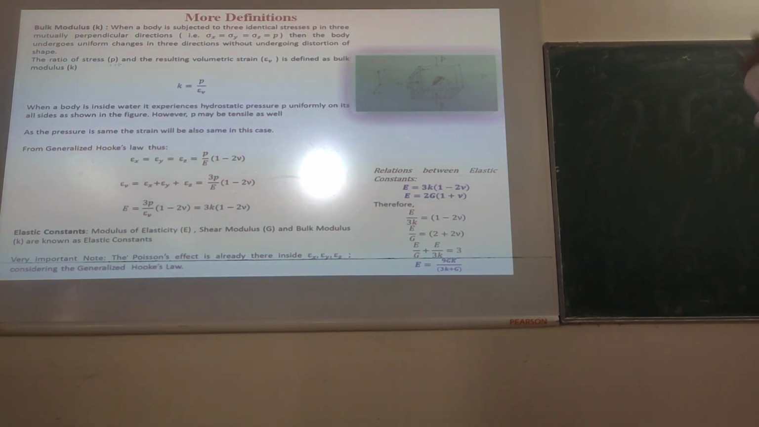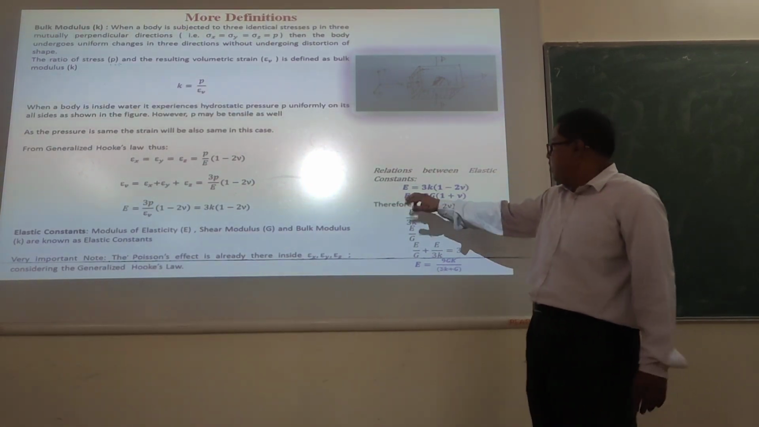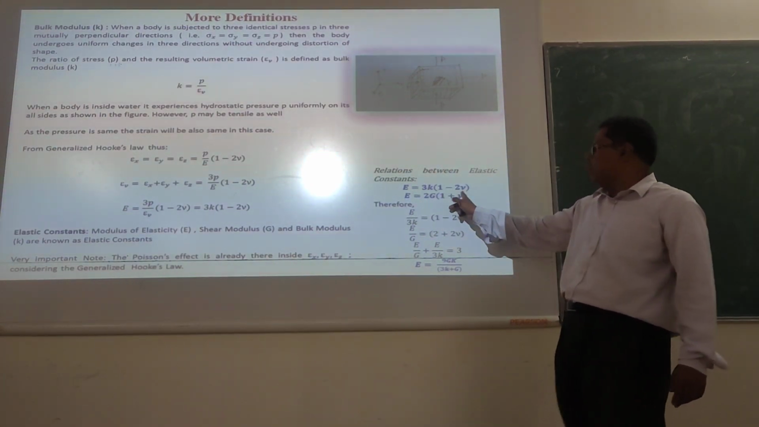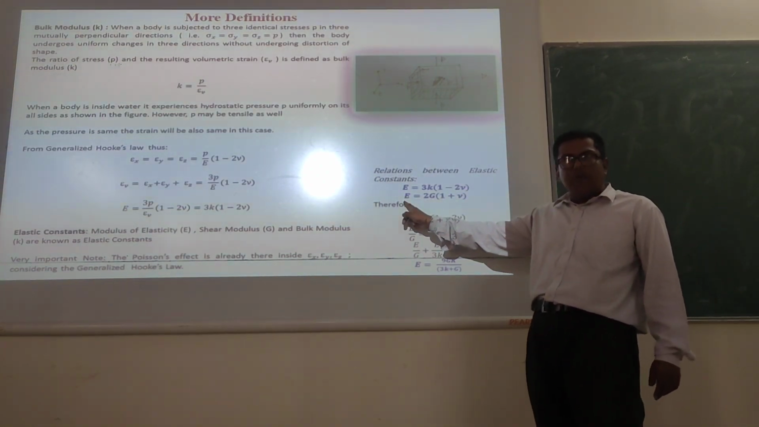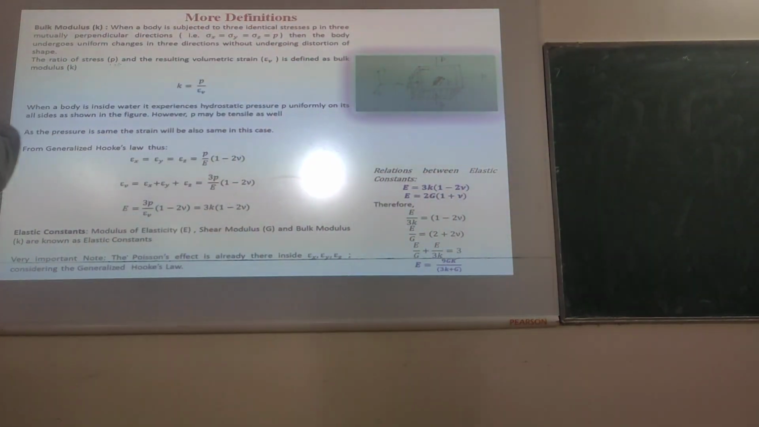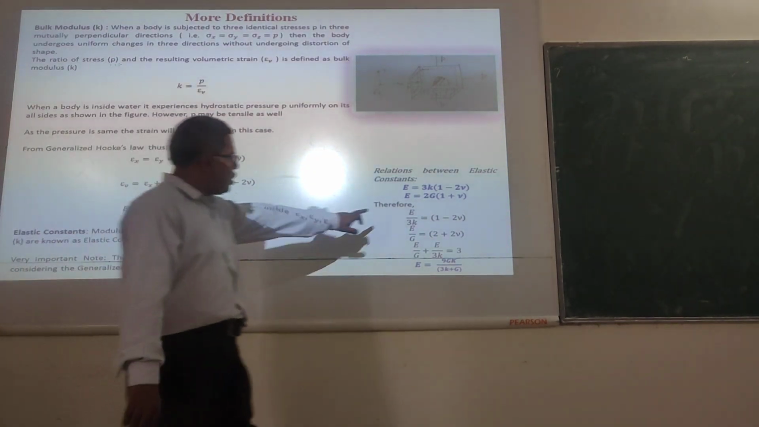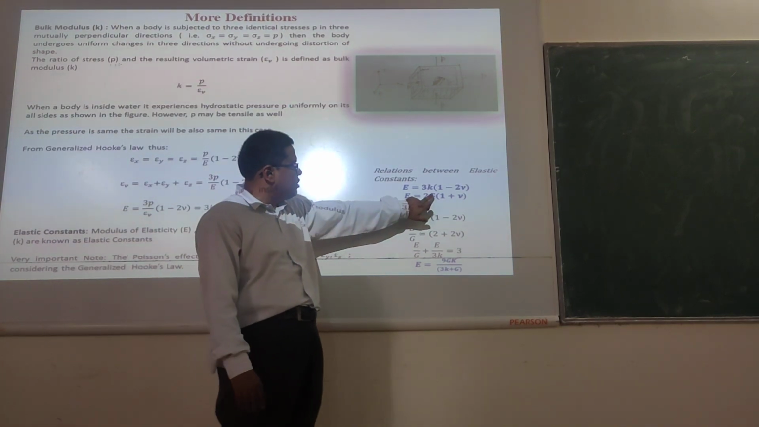Okay. Now coming to the other relations, there are another two important relations. One relation is E is equal to 3K into 1 minus twice mu, and another relation is between modulus of elasticity and shear modulus. The derivation of this is very complicated. I will not say complicated. I will give you the derivation also in a separate handout. You can see, but the relation between modulus of rigidity and modulus of elasticity is E equals twice G into 1 plus mu.